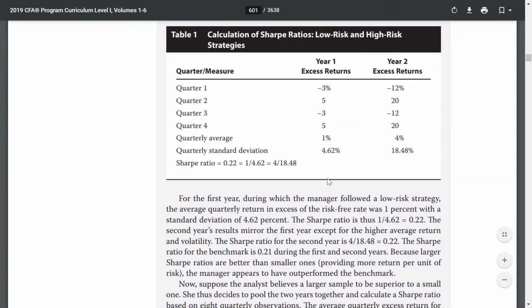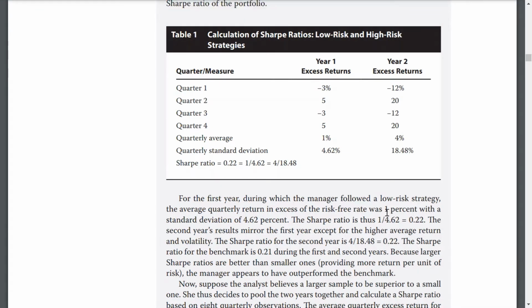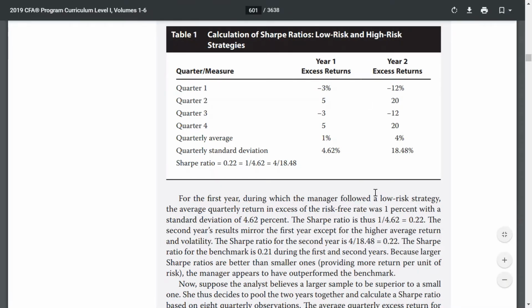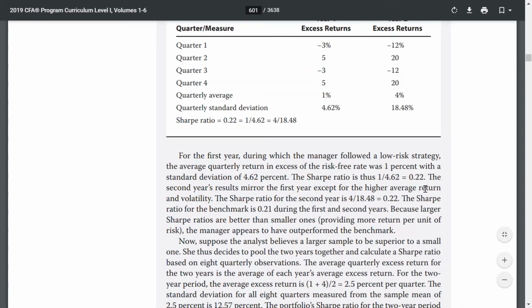For the first year, during which the manager followed a lower-risk strategy, the average quarterly return in excess of the risk-free rate was 1%, with a standard deviation of 4.62%. The Sharpe ratio is 1 divided by 4.62, or 0.22. The second year's results mirror the first year, except with a higher average return and volatility. The Sharpe ratio in the second year is 0.22.